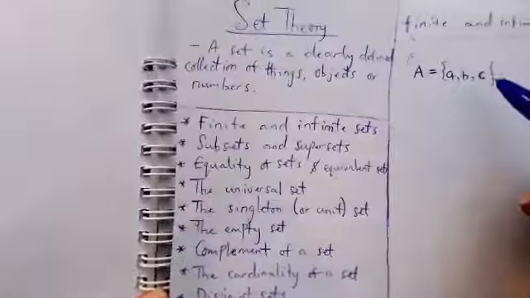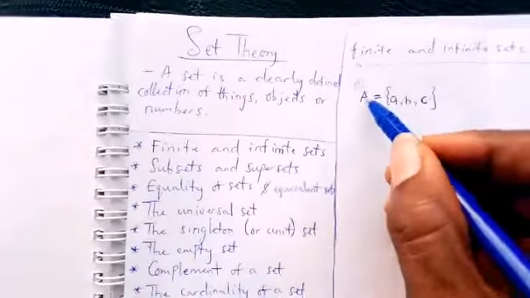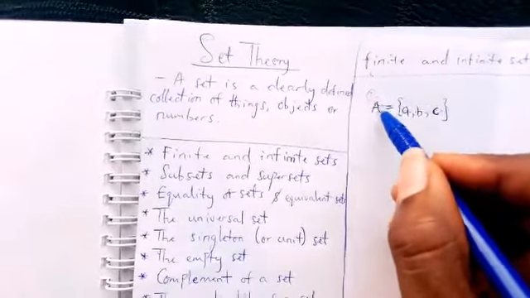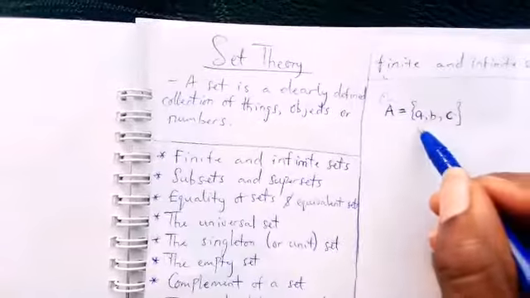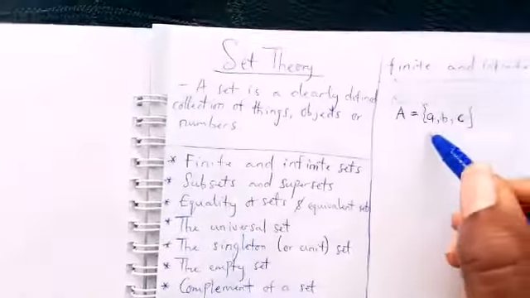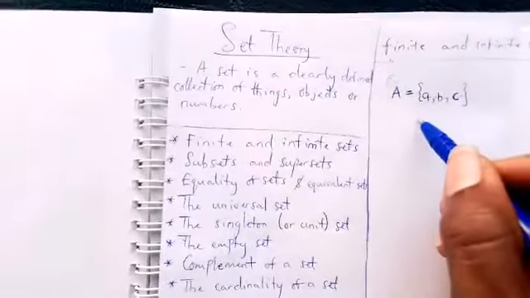A finite set is a set, like if we have a set A containing the elements. We normally denote the set by a capital letter, then the elements by small letters. Then if we can count the number of elements in the set, we call it a finite set.